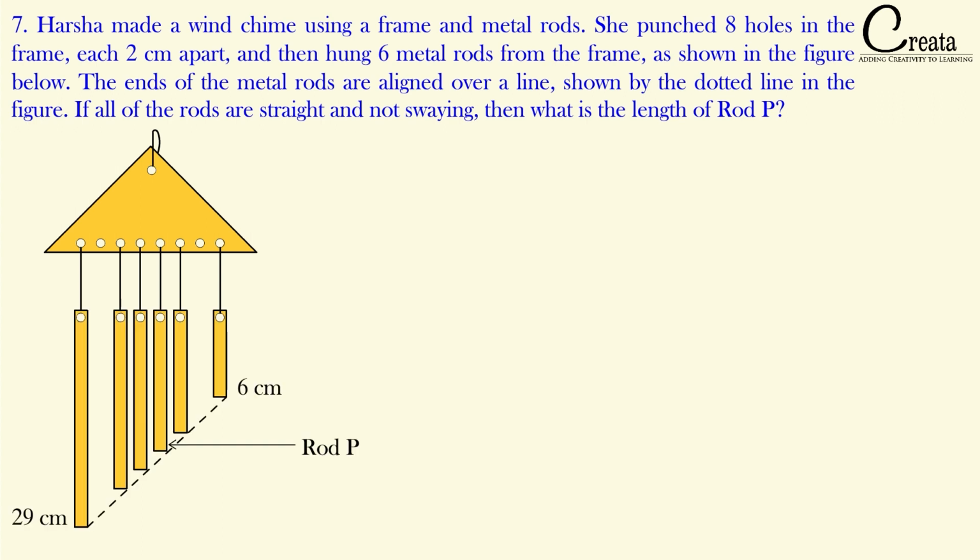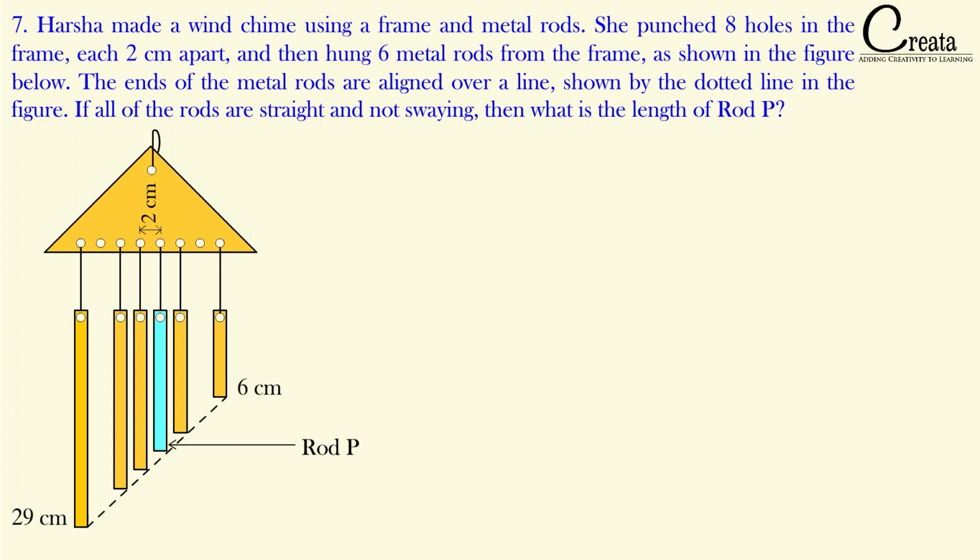The distance between the holes is given as 2 cm. The length of the first rod is given as 6 cm and the length of the last rod is given as 29 cm. The second rod and the second last rod are both missing, and we have to find the length of the fourth rod, or the third rod, as the second is missing. We have to find the length of this rod, which is number 4 from the first hole.